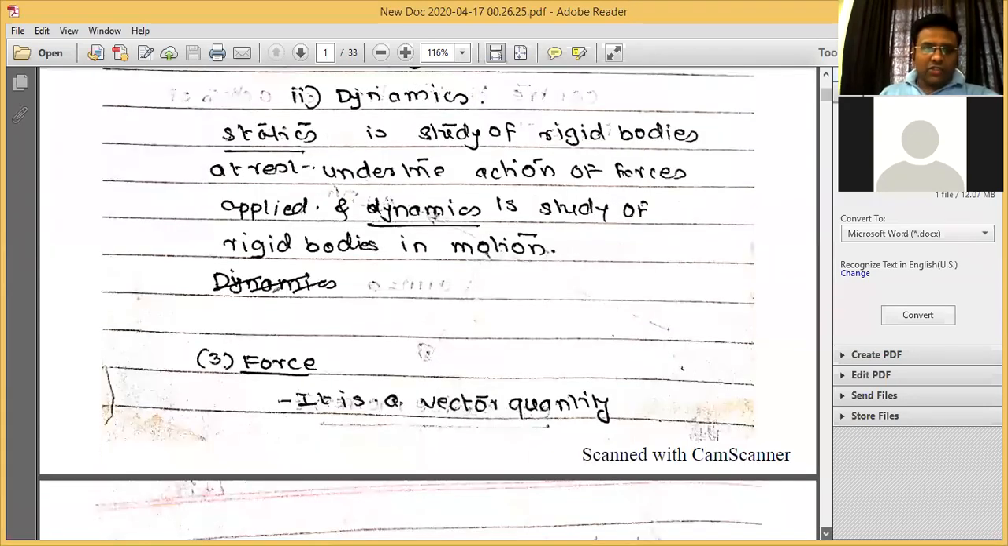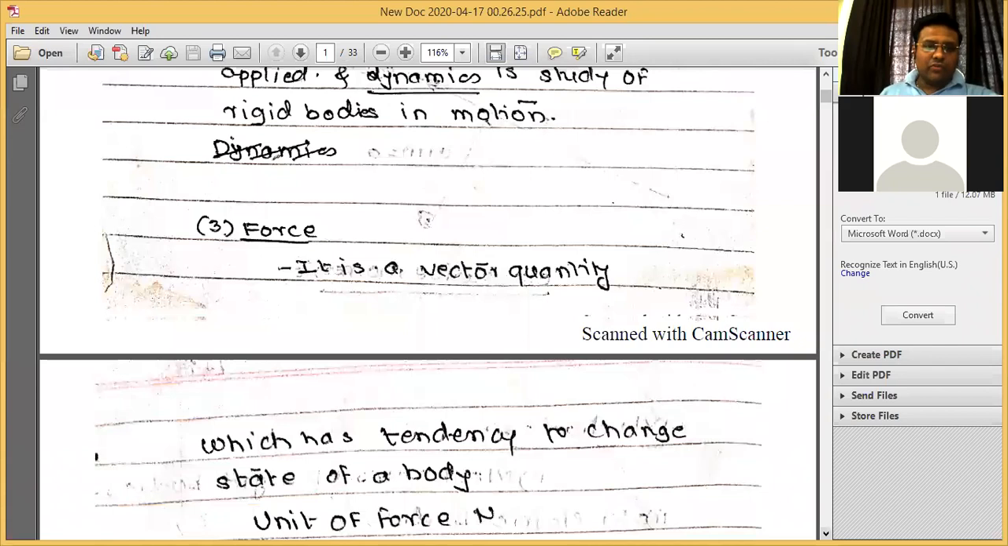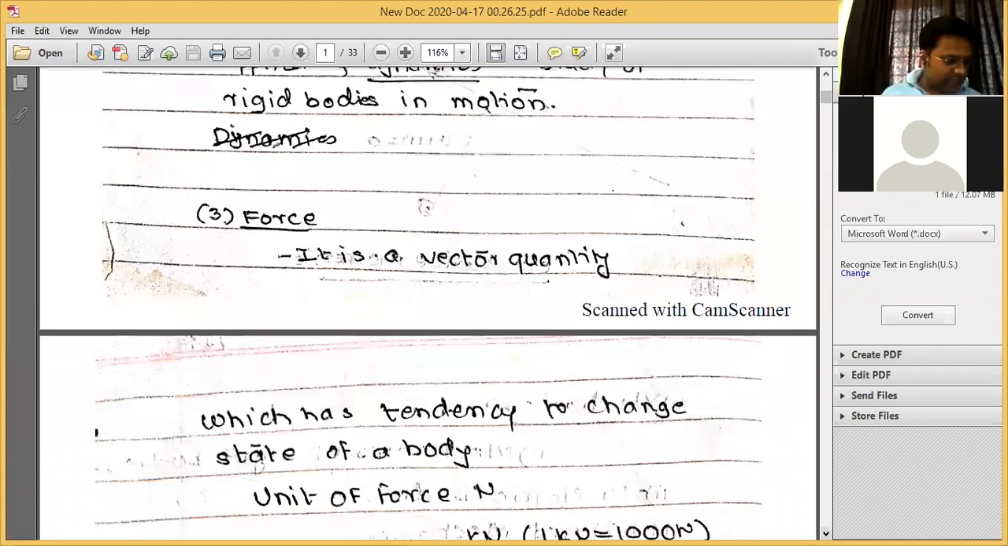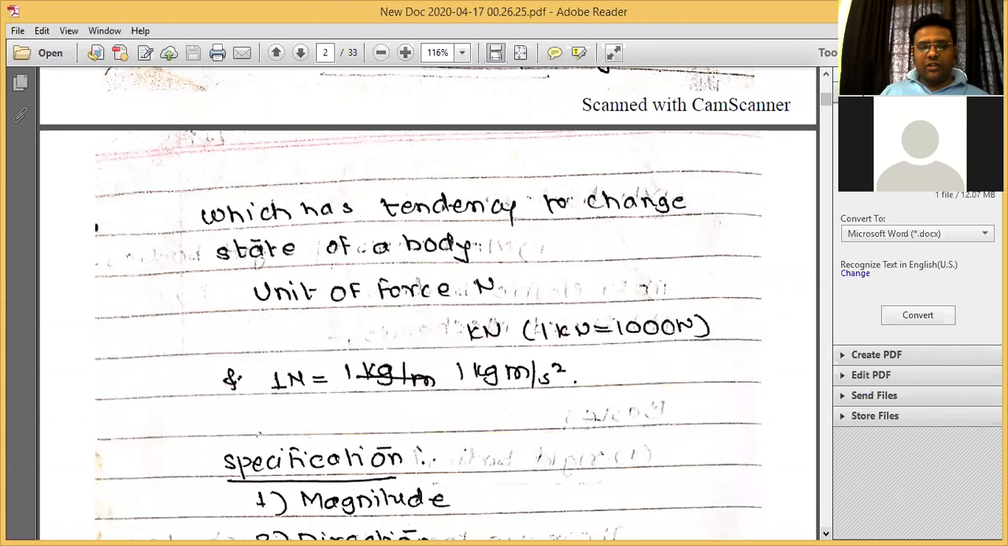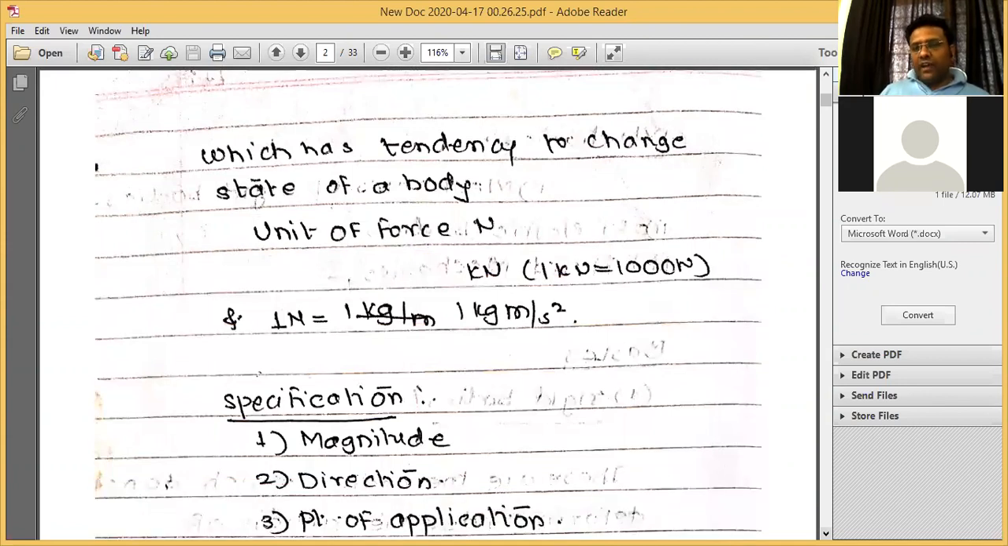We have started with the basic definition of force. It is a vector quantity. Anything that tends to change the state of rest of the body is called force. The unit is Newton or kilonewton, and 1 Newton is equal to 1 kg meter per second square. To define a force, we need magnitude, direction, and point of application.